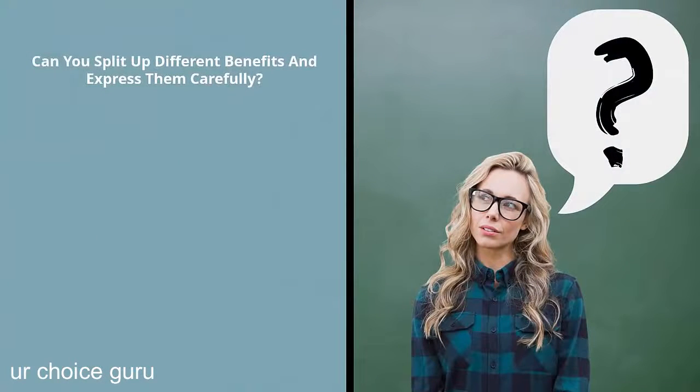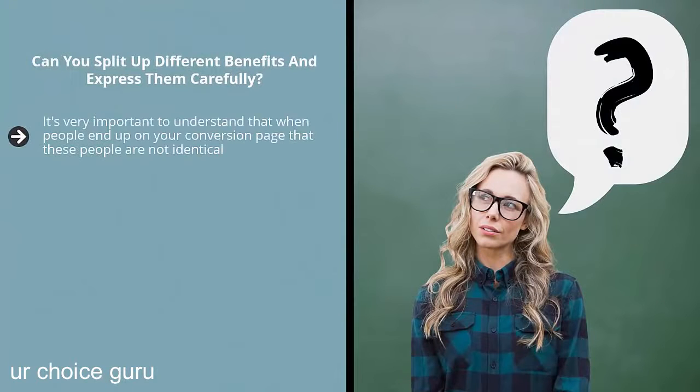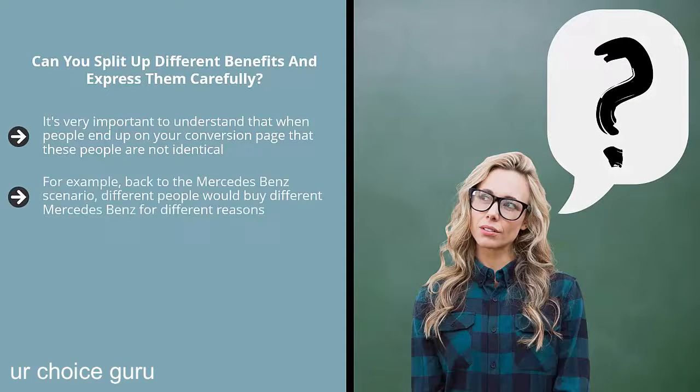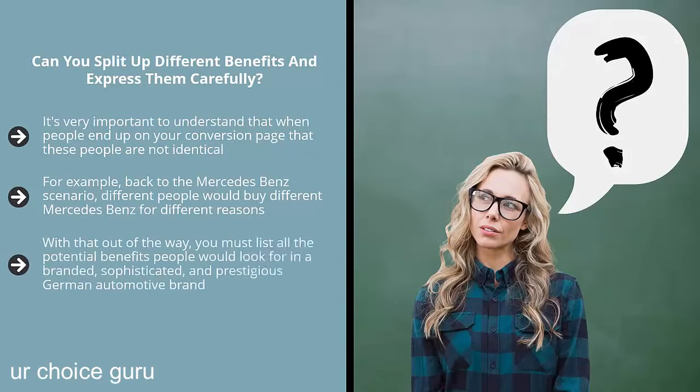Can you split up different benefits and express them carefully? It's very important to understand that when people end up on your conversion page, these people are not identical. For example, back to the Mercedes-Benz scenario. Different people would buy different Mercedes-Benz for different reasons. We know that if people are just looking for basic transportation, they're probably not going to pick a Benz. That's a very expensive option just to take care of basic transport needs. With that out of the way, you must list all the potential benefits people would look for in a branded, sophisticated, and prestigious German automotive brand. It's not all about social status.